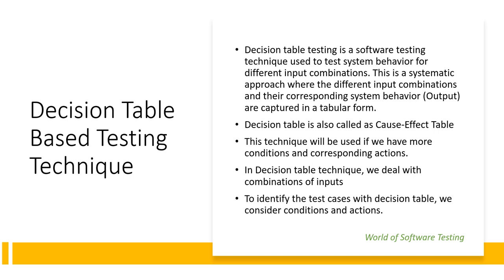The decision table is also called a cause effect table, and this technique is used if we have many conditions and corresponding actions. In the decision table technique we deal with combinations of inputs. To identify the test cases with a decision table, we consider conditions and actions.